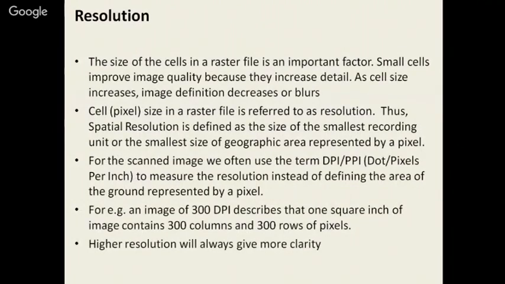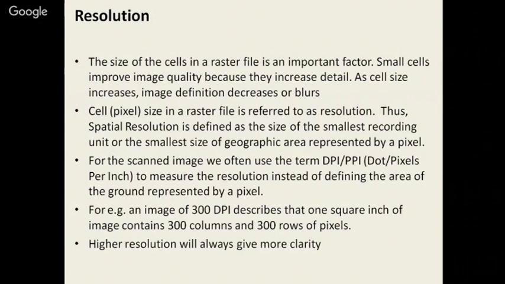The size of the cell in a raster model is an important factor. Small cells improve image quality because they increase details. The smaller the cell, the smaller the area it engulfs, so the data covers a much smaller area and gives us more detail. As the cell size increases, image definition decreases or blurs. It gives us very vague information about the reality.